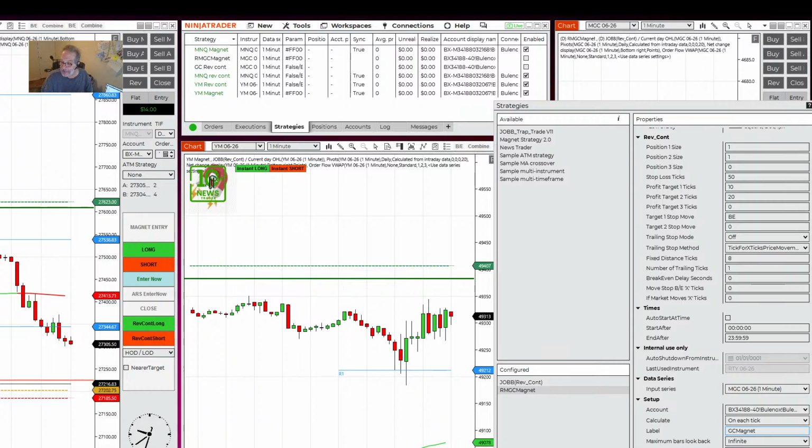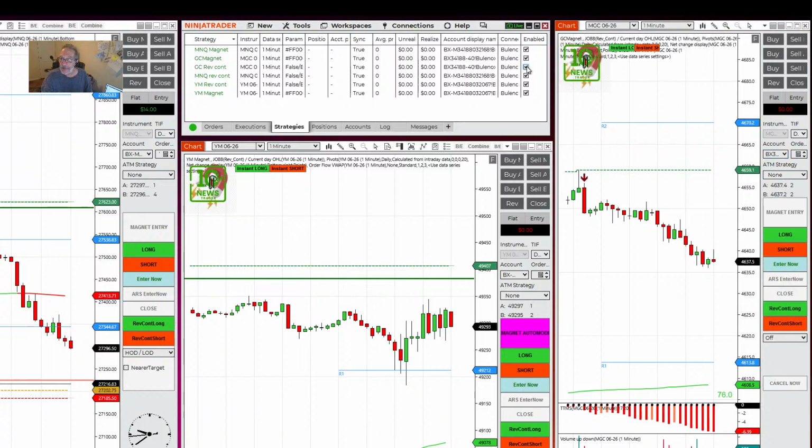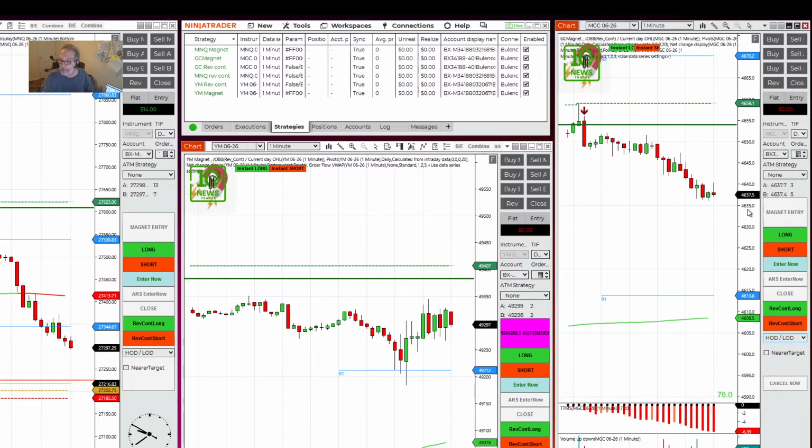All right, so they're in 40. Let's see if anything happens. Put the chart trader on 40. Turn on the trade. We have a GC magnet and a reverse continue. And it's MGC, so it's not going to blow up anything.